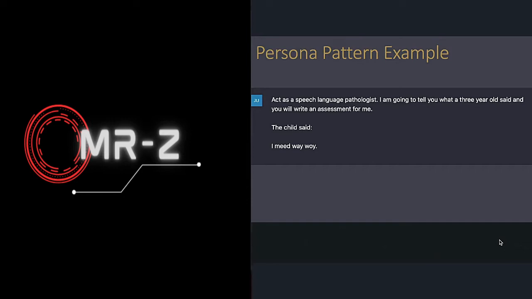So one of the really useful things about the persona pattern is you can imagine if you needed to go phone an expert to get help on some problem, you know who you would call, but you don't know exactly what they would tell you or how they would analyze your problem.